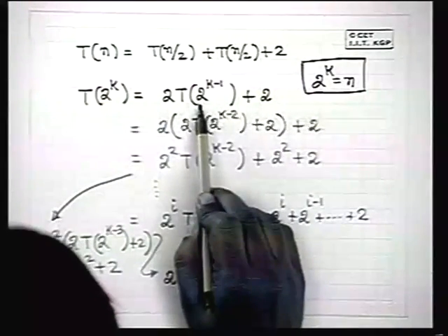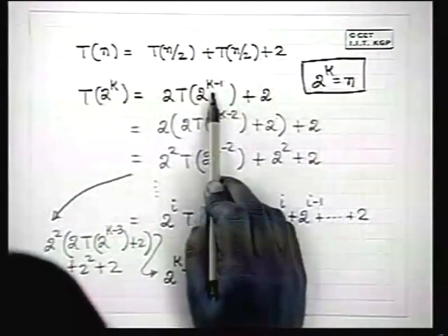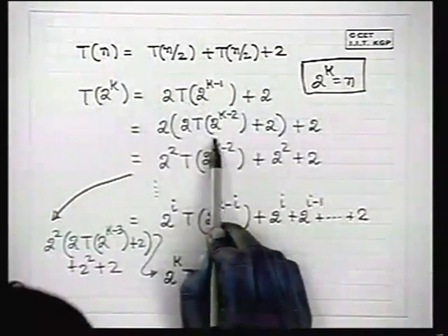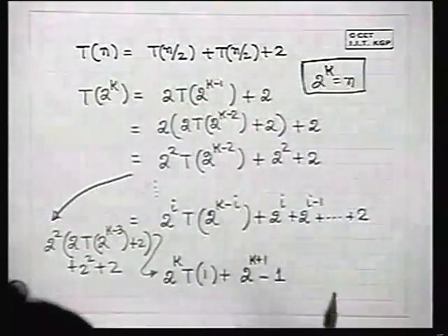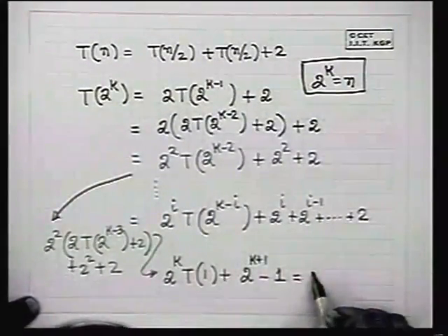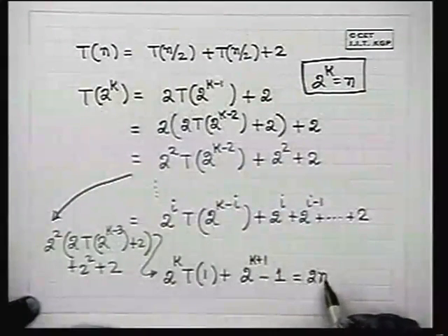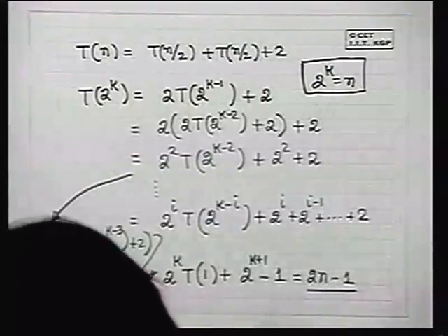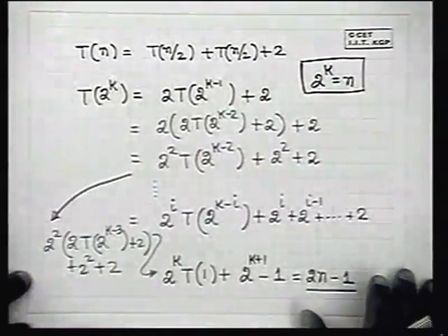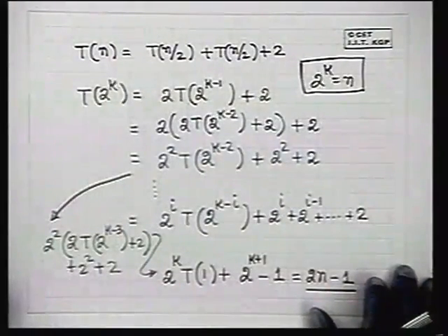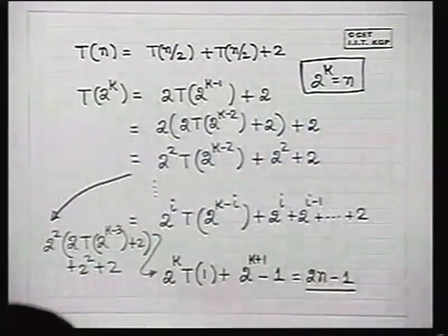This is 2 to the power k minus 1, n by 2 is correct, plus 2. It's okay, na? So this comes to twice n minus 1. This is not the correct solution somehow. No. This is not the correct solution.